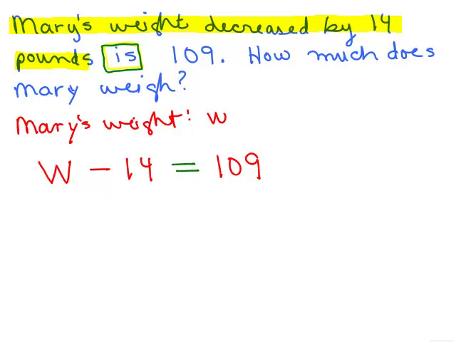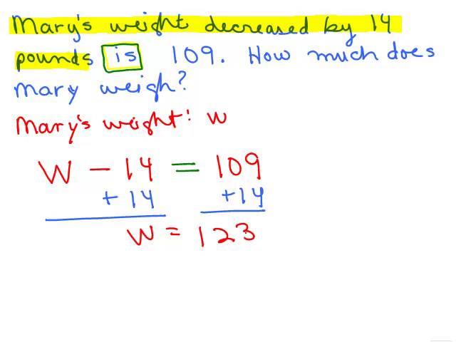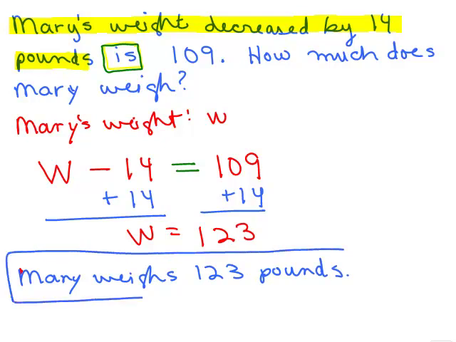We're just going to add 14 to both sides, and we solve for W. Now remember, the answer is not W equals 123. The question is, how much does Mary weigh? So we say Mary weighs 123 pounds. We're talking about weight and we're talking about pounds, so you want to complete the problem. You might not have to put an entire sentence, but you should at least write 123 pounds. Don't leave it as some variable equals a number.